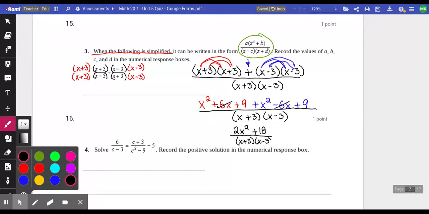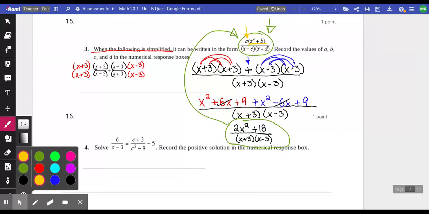Now, on a regular test, you might stop right there, and I'd probably give you a mark. But this is not a regular question. This is a numeric response question. And they said that my answer should look like this. This does not look like that. The reason it doesn't look like that is because this a value, they have a monomial in front of a binomial.